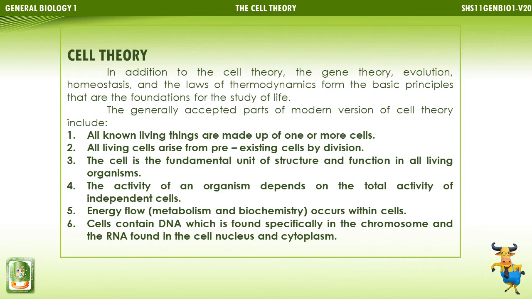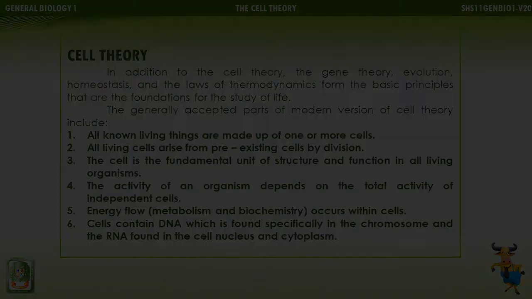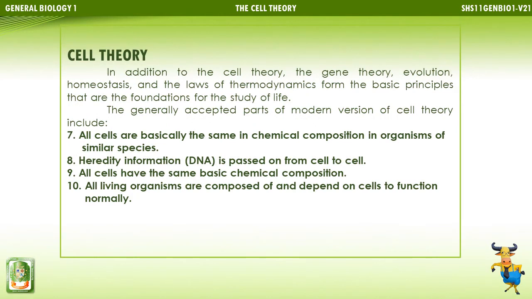6. Cells contain DNA, which is found specifically in the chromosome, and the RNA found in the cell nucleus and cytoplasm. 7. All cells are basically the same in chemical composition in organisms of similar species. 8. Hereditary information, DNA, is passed on from cell to cell. 9. All cells have the same basic chemical composition. 10. All living organisms are composed of and depend on cells to function normally.